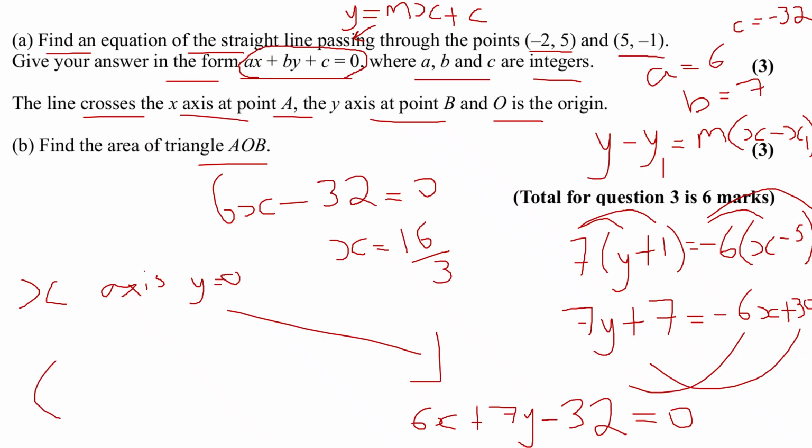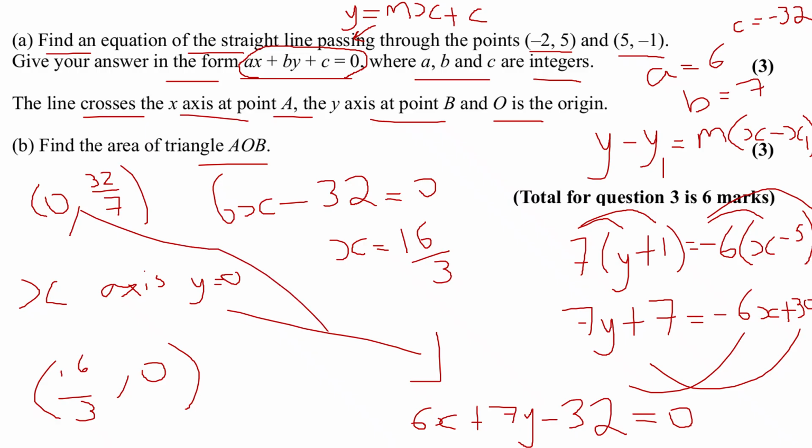So you get 16 thirds, 0 for the x-axis intercept, and then for the y-axis, that's when x is 0. So when x is 0 this time, you're going to have 7y equals 32. So y would be 32 sevenths when you solve that equation. By setting x to be 0, you get 7y minus 32 is 0. Add 32 and then divide by 7.